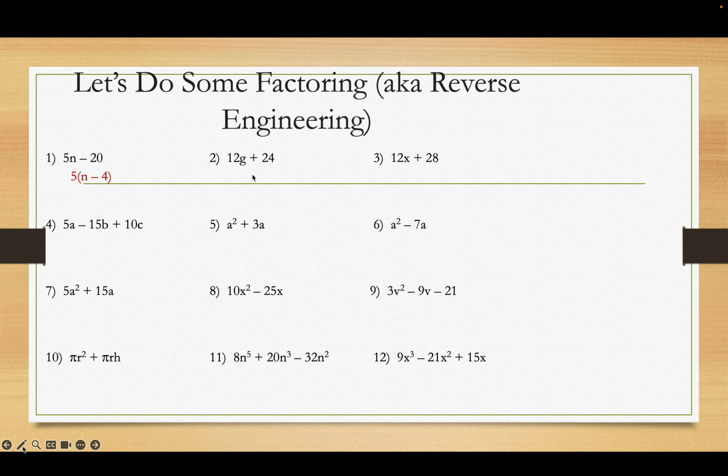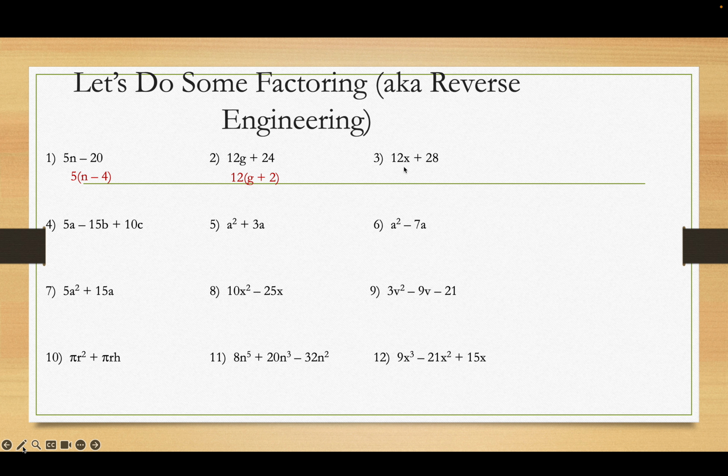Now, number 2 is a little tricky because they share a 2 in common. They share a 3 in common. They share both terms. They share a 4. They share a 6. And they share a 12. And 12 is the greatest common factor. So we're going to pull out the 12. If I do 12g divided by 12, I get g. 24 divided by 12 is 2. Distribute back just to check. 12 times g is 12g. 12 times 2 is 24.